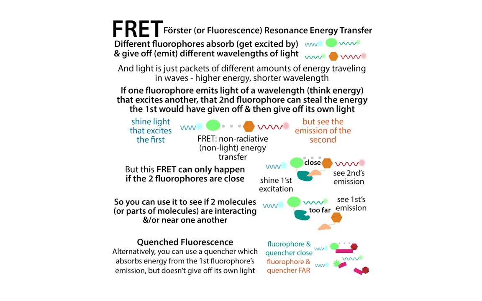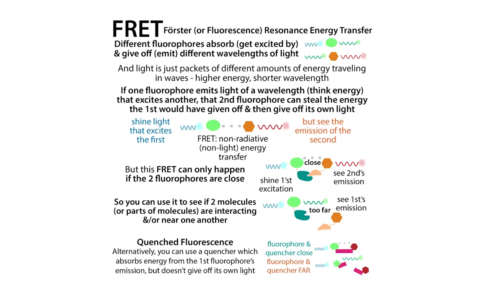If the molecules are far apart, if you shine light that excites the first molecule, you'll see the light that the first molecule gives off. But if they're close together, what you'll see if you shine light that excites the first molecule is you'll see the light of the second molecule. Assuming that those are like your typical FRET, in the case of quench fluorescence, what you'll see is that if they're close together, you won't see any light if you excite the first one. And if they're far apart, you will see light.